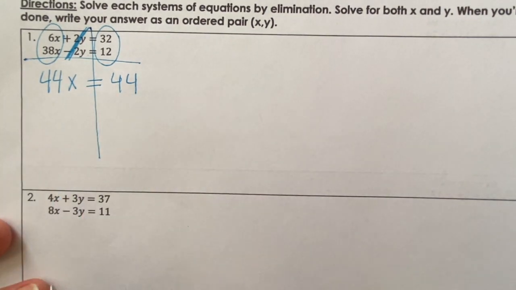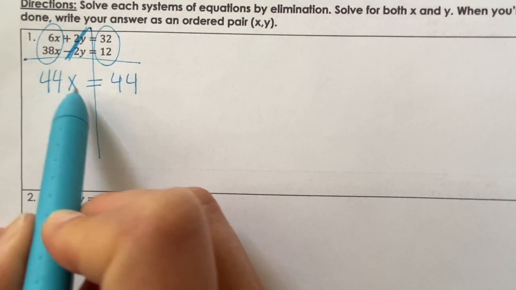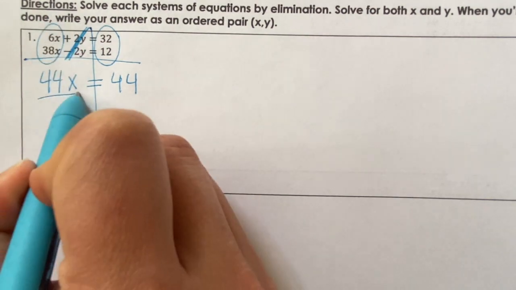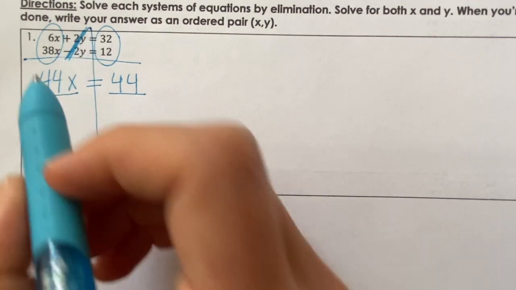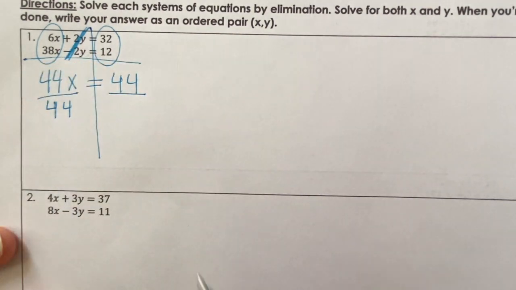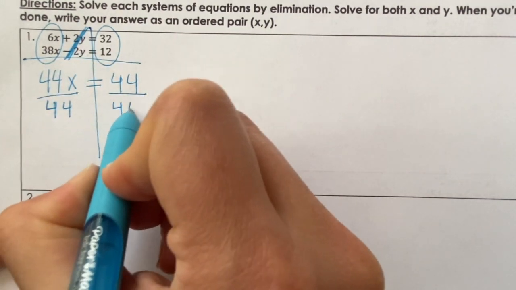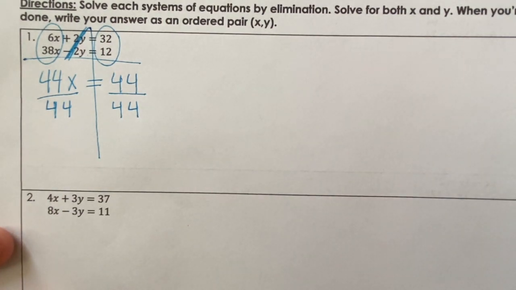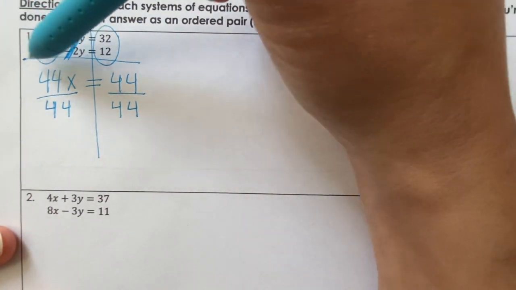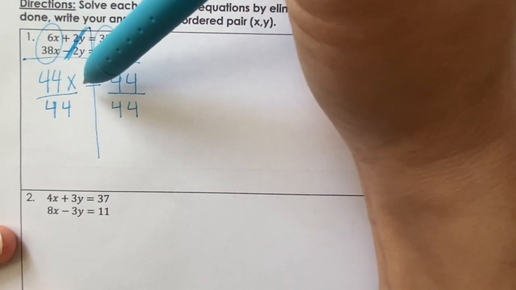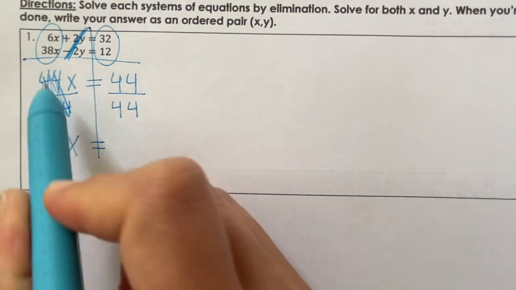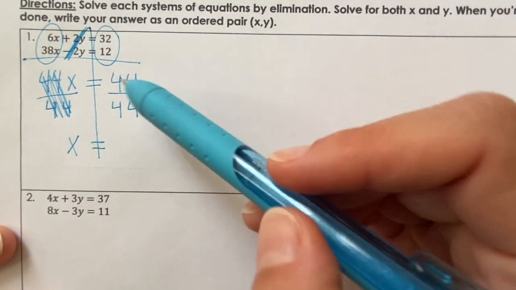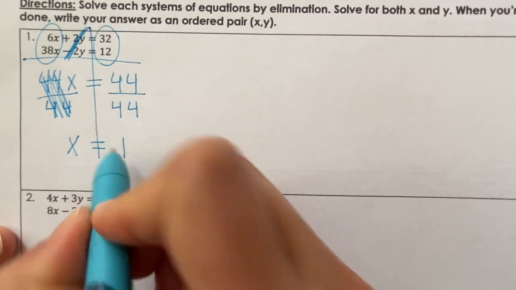You have a one-step equation. You remember 44 times x. The opposite of times 44 is divided by 44. So you got to divide the left by 44, and you have to divide the right by 44. Okay? And if you remember, when you have a one-step equation like this, you always divide by the number in front of x. So you divide the left by 44, which means you have 1x. 44 divided by 44 is 1. And then 44 divided by 44, again, is 1.